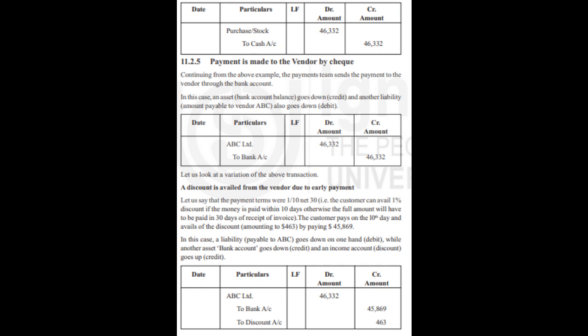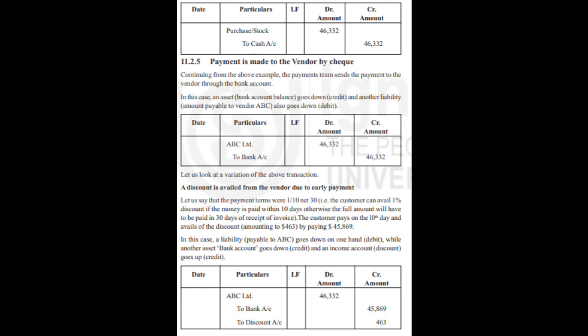Let us look at a variation of the above transaction. A discount is availed from the vendor due to early payment. Let us say that the payment terms were 1/10 net 30, i.e. the customer can avail 1% discount if the money is paid within 10 days, otherwise the full amount will have to be paid in 30 days of receipt of invoice.